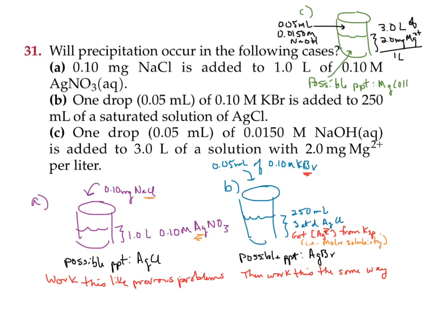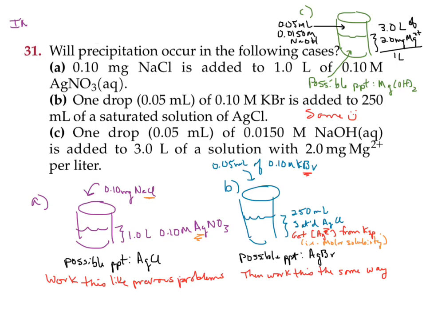Then the last one is up there, C. You're given a small smidgen volume of sodium hydroxide solution, and a large volume of solution where it gives you the magnesium ion in terms of milligrams of magnesium per 1 liter of solution. So you're going to have to convert that into molarity. The possible precipitate, of course, would be magnesium hydroxide. Okay, so you work it the same way.